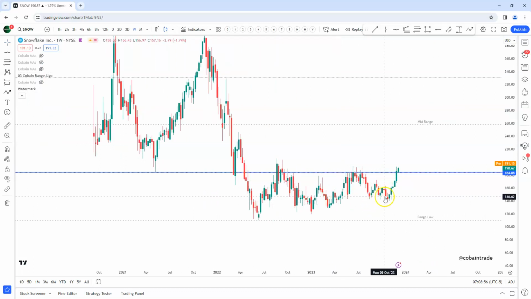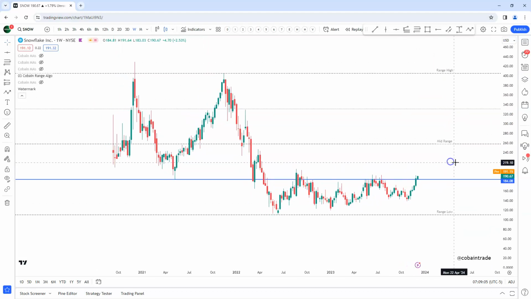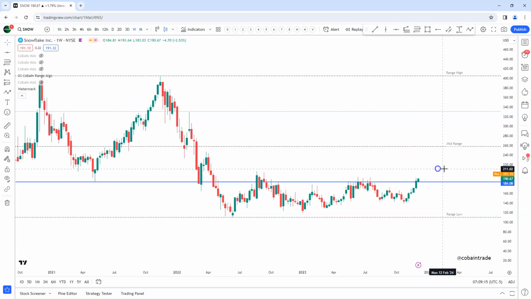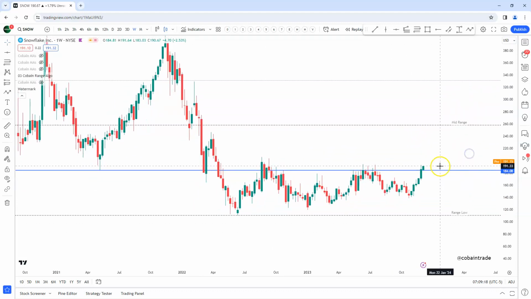So we're only interested because it's now clearing this lower quadrant. And what that basically does is it sets up the opportunity to go to the mid-range. And we're no longer stuck in this kind of sideways. We look like we could be breaking out of this. So that's why it's of interest.